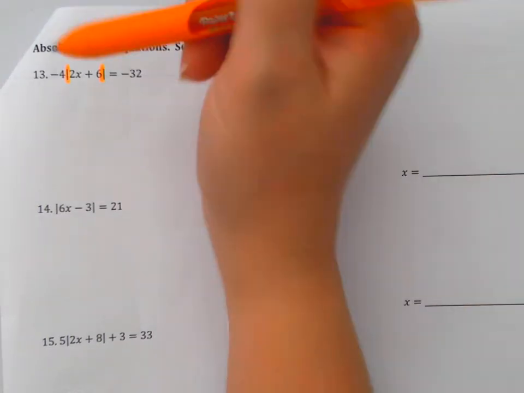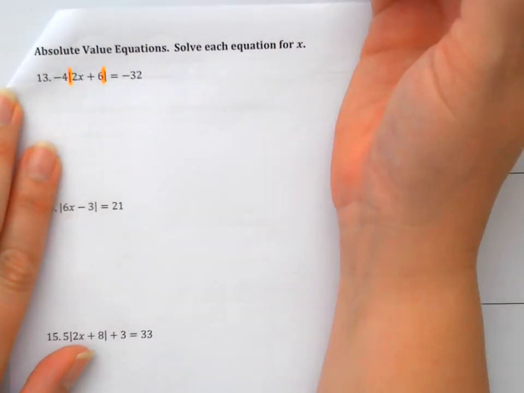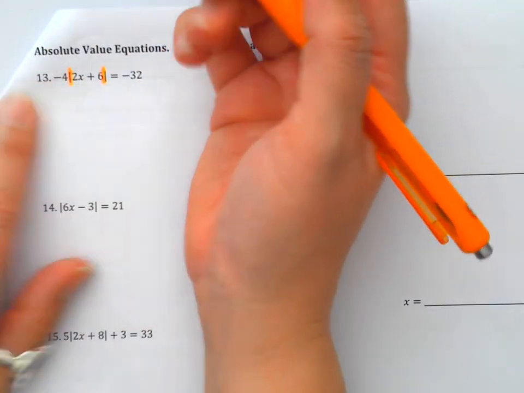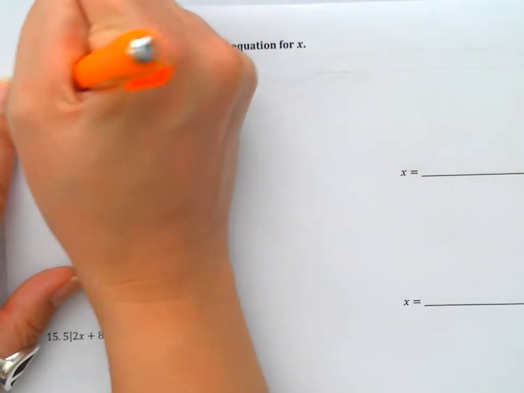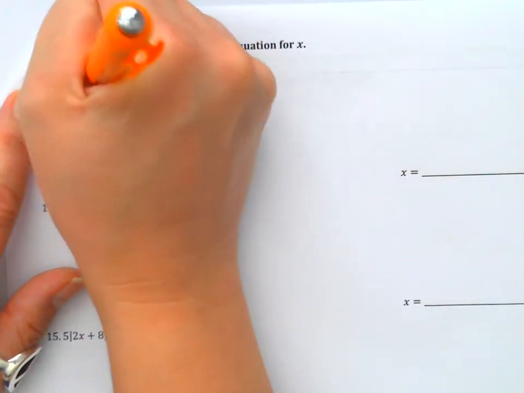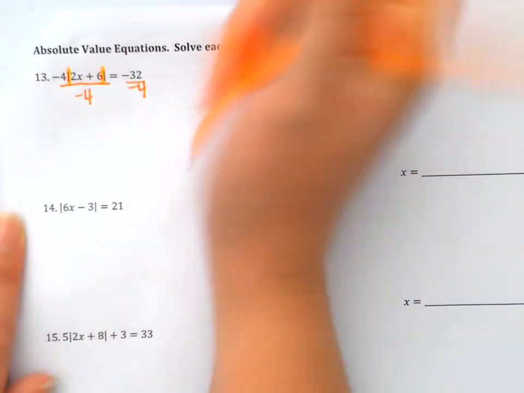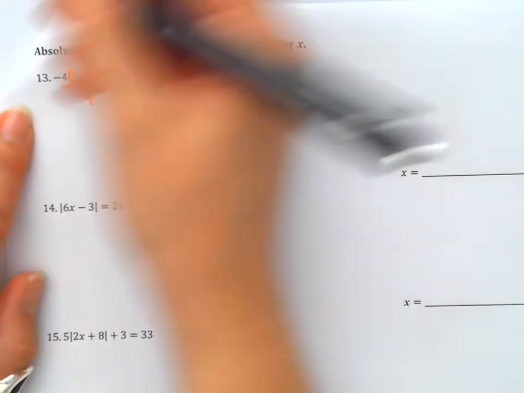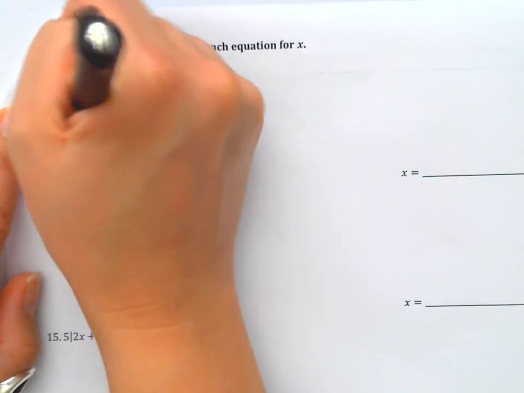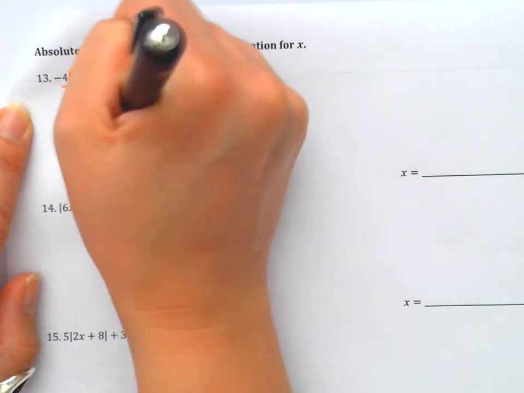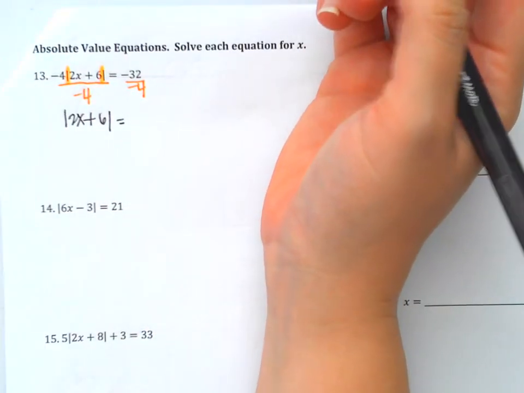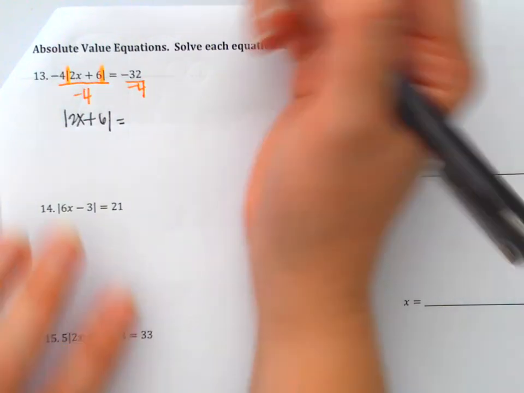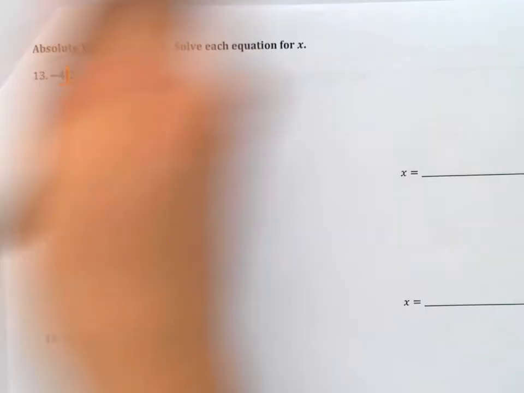So remember, we don't distribute. That negative 4 does not distribute, but it is being multiplied. So to undo that, we're going to divide both sides by negative 4. And I get the absolute value of 2x plus 6 equals negative 32 divided by negative 4 is positive 8.